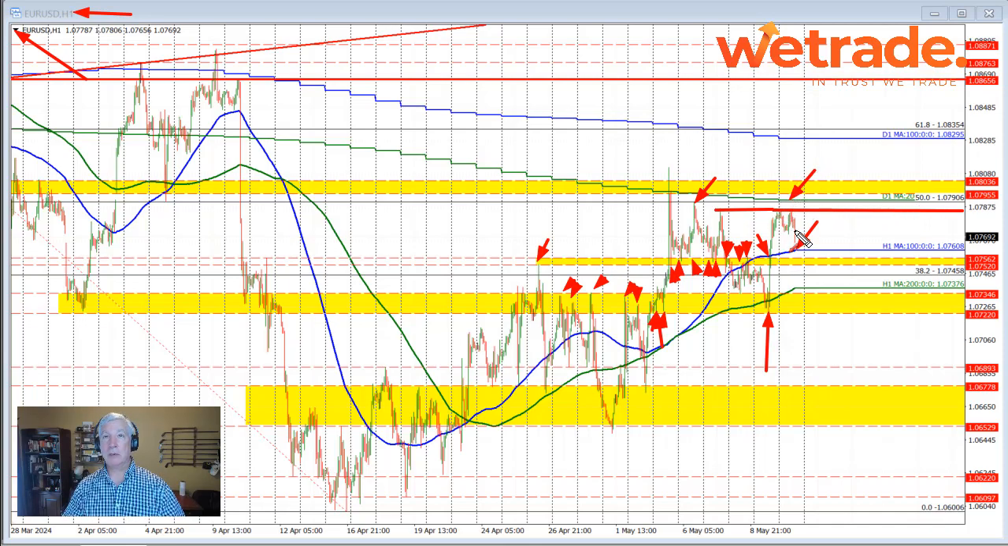So there's a lot going on, but basically the key technical levels in play here today are the 100-hour moving average on the downside at 1.07608. Move below that level, and we should see further selling pressure, with other levels in play here, including the rising 200-hour moving average. Ultimately, it would need to get below that level to increase the bearish bias for this pair.